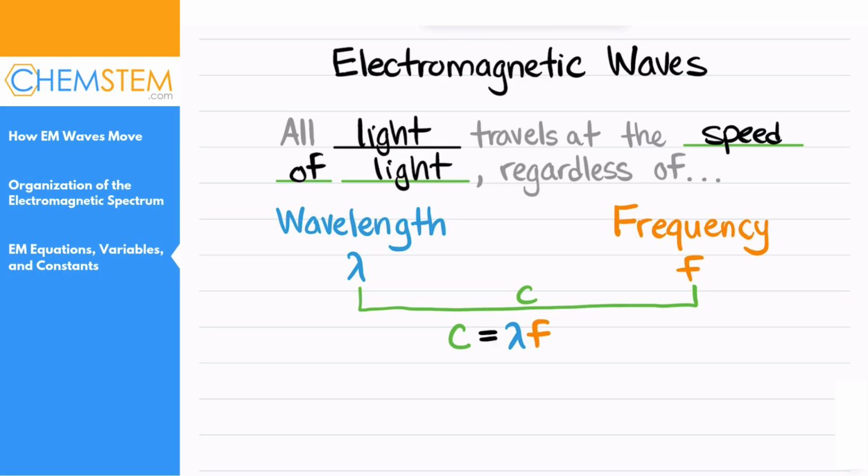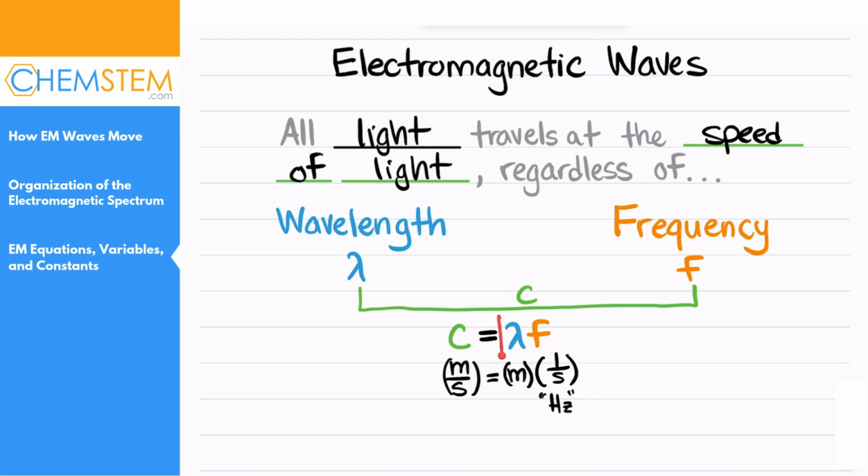If we check the units, we'll see that they make sense. The speed of light is measured in meters per second, wavelength is measured in meters, and frequency is measured in per seconds, or inverse seconds. But that's kind of clunky to say, so we'll just call it hertz, because hertz is the unit that you'll oftentimes see after a frequency.